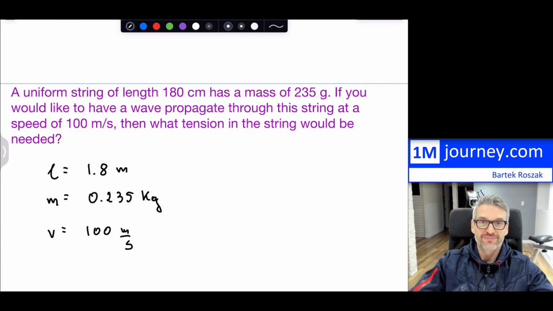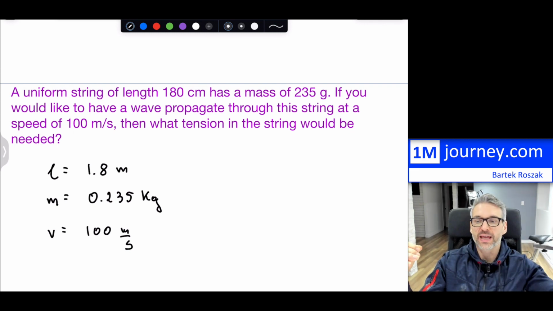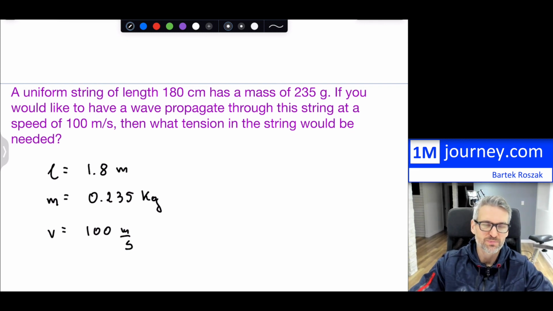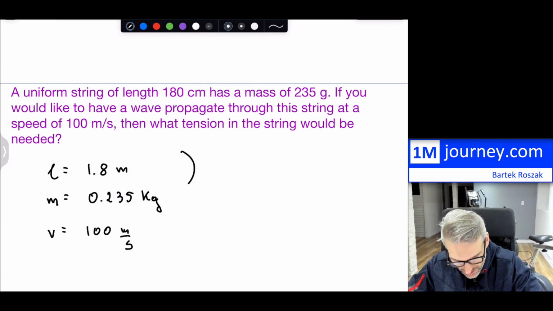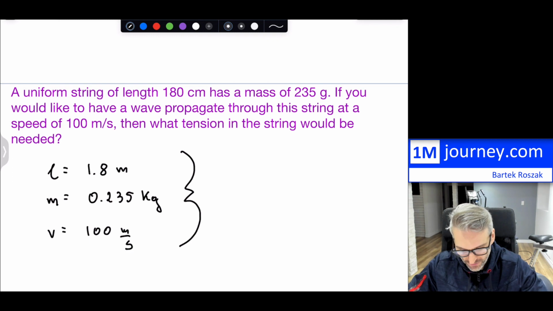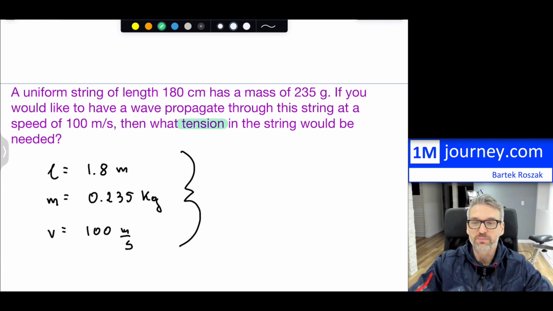Now, of course, without tension, no propagation would really happen. So we have to tune this up. We have to create a certain tension to be able to see that the wave actually propagates at 100 meters per second, which is pretty quick. So let's take a look at how we would find this. Here it's asking what the tension in the string would need to be.